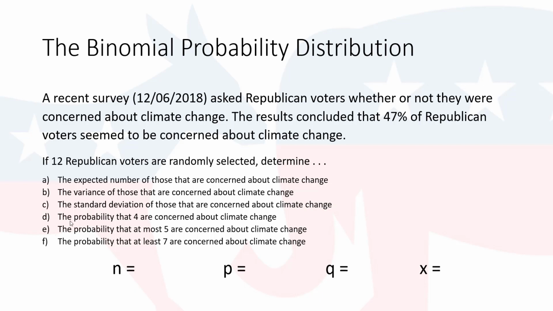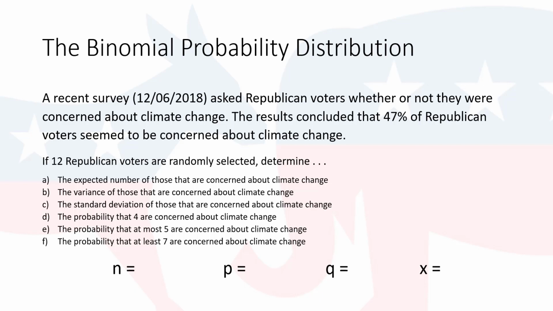Let's look at D. The probability that 4 are concerned about climate change. That means 4 out of this 12 over here. Part D, what n, p, q, and X are. n is the total number of trials. So the way I have this worded, n, for all of the problems for A through F, will be 12.